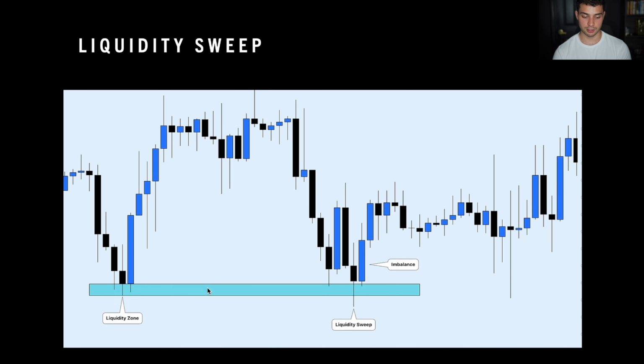This was a liquidity zone, or in terms of zones, demand zone. It swept the liquidity of the zone with this candle right here, and once it's swept, that means all these orders got filled, right? Sorry. Damn.